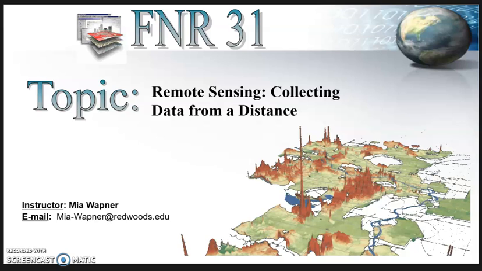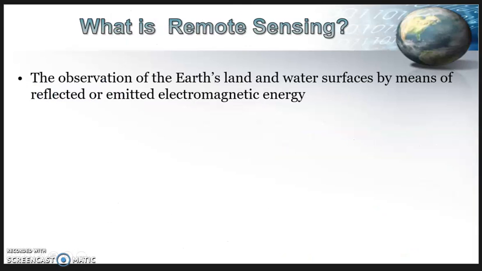Okay, so let's go ahead and get into remote sensing, collecting data from a distance. So, remote sensing is the geospatial science related to obtaining data from a distance using devices that detect emitted or reflected electromagnetic energy. Remote sensing applications produce raw geospatial data, usually as images.